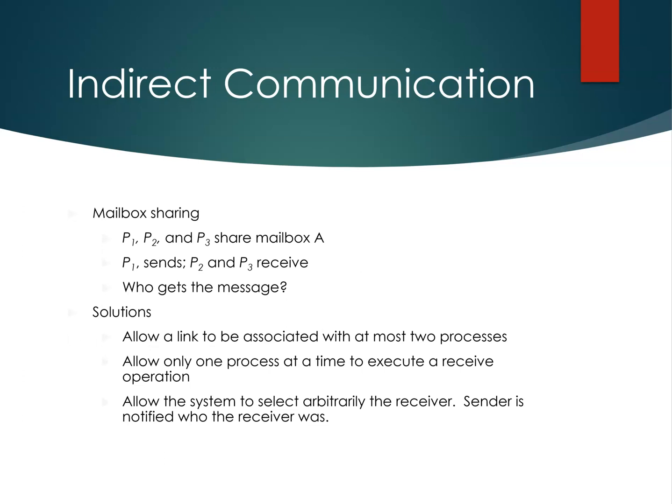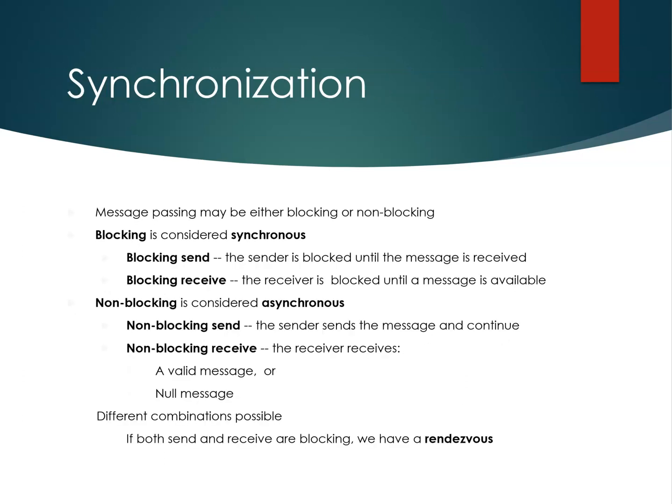So how do we share? For example, P1, P2, and P3, which are processes, share mailbox A. P1 sends, P2 and P3 receive. Who gets the message? Well, if you allow a link to be associated with at most two processes, there's not a problem there. Or you allow only one process at a time to execute a receive, or let the system arbitrarily pick the receiver. The sender is notified who the receiver was. I think this is kind of a hinky solution.